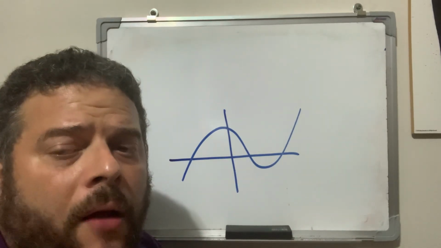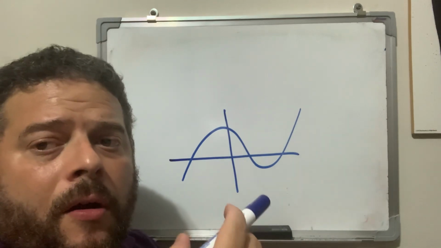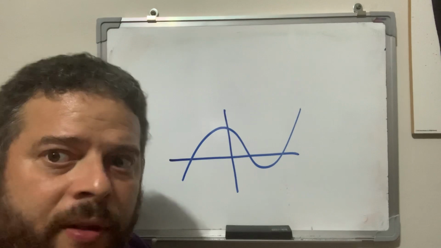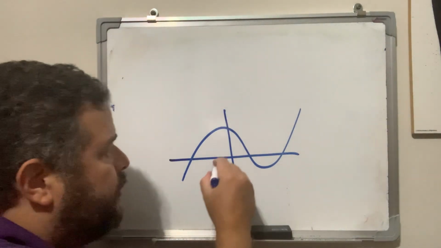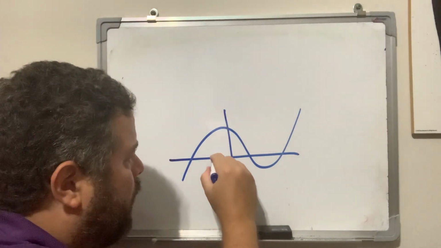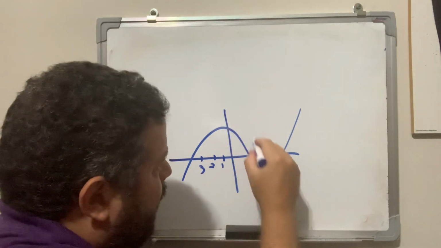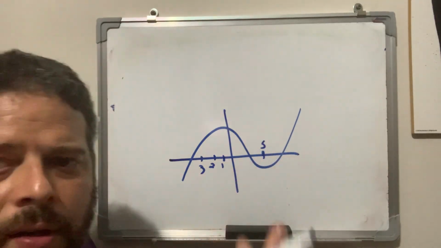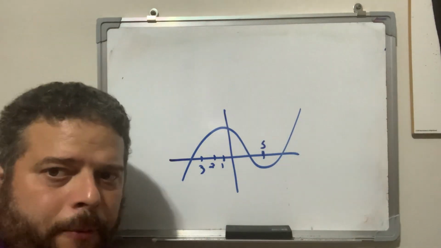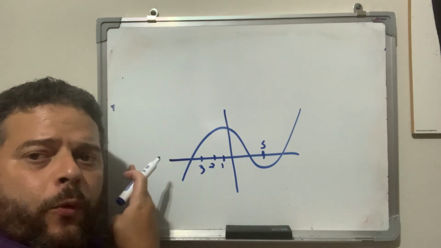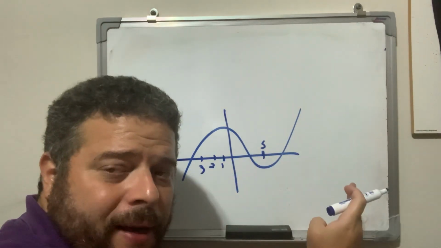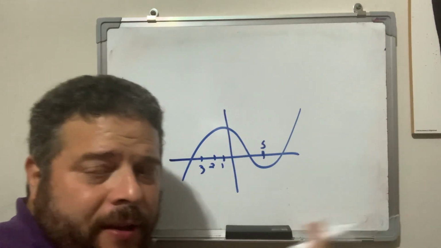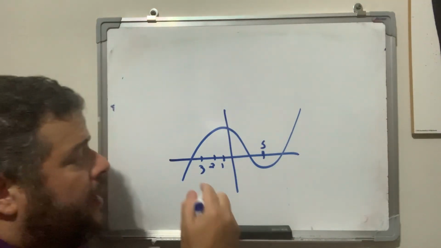Now, example 1, all it asks us is to determine from which to which intervals a function is increasing or decreasing. Pretty simple. Let's assume that this is 1, 2, 3. And let's assume that this value here is 5. Again, just for the sake of this example. Now remember, we read the graphs from left to right. We begin at negative infinity and we end at positive infinity.